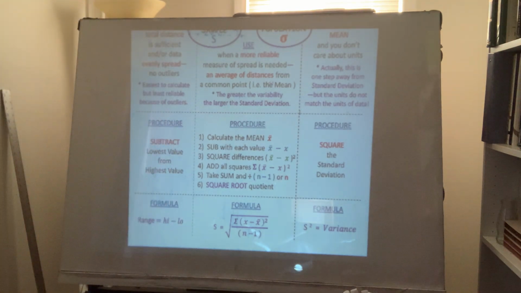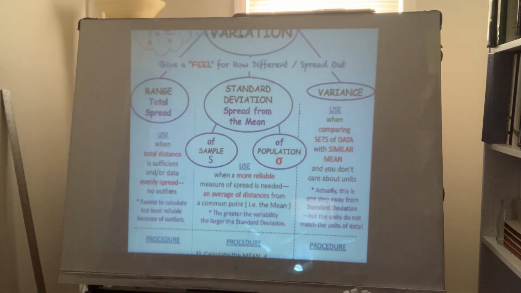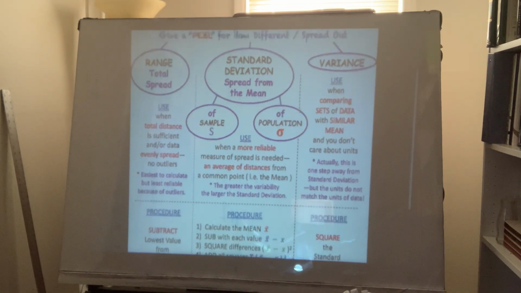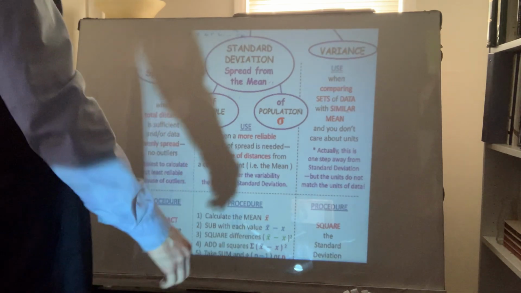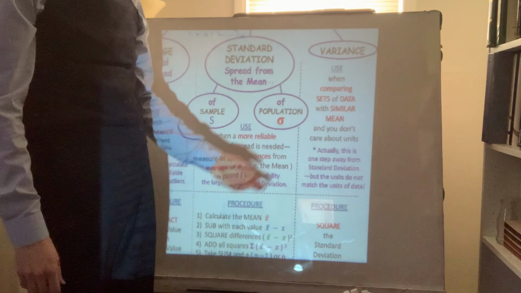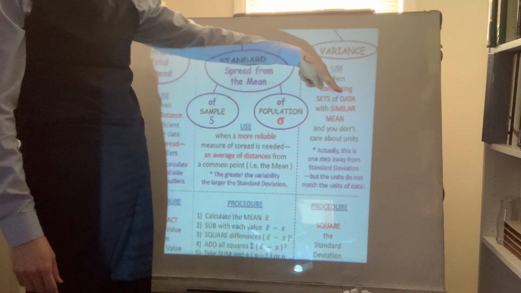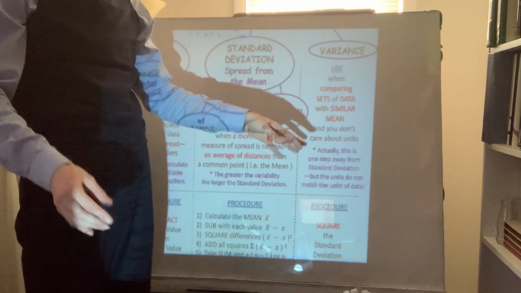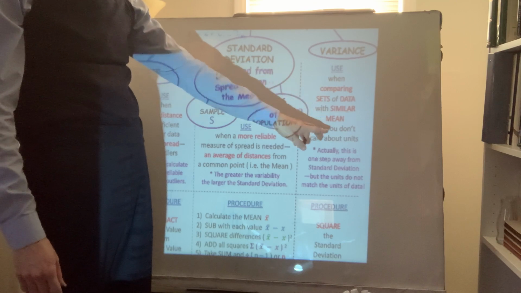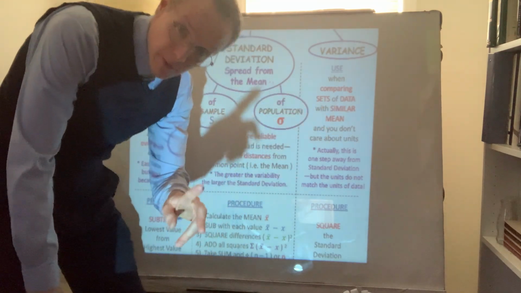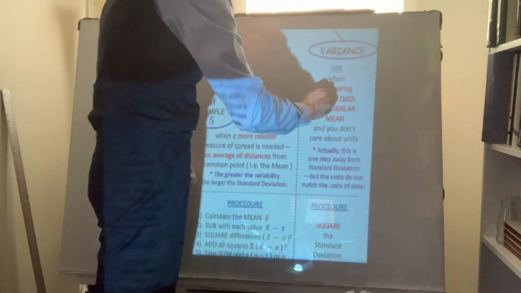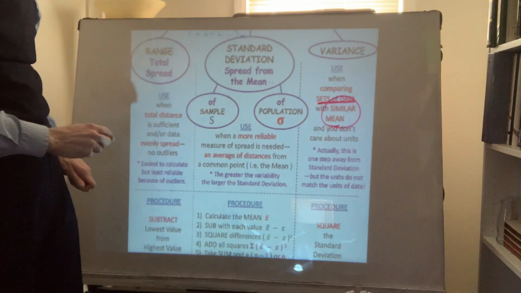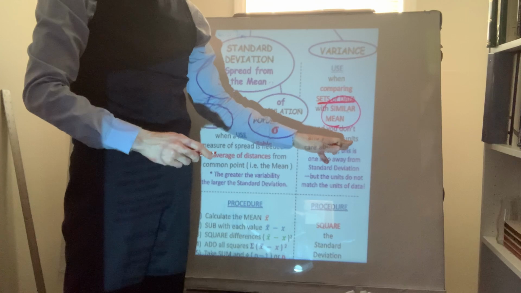Now, as I mentioned, you're not really responsible for variance, but variance is literally one step away from being standard deviation. So just for comparison's sake, when would you use this? When you're comparing sets of data. You want to see how far one is spread compared to another, how stretched out the data values are. You compare things that have some similarity, mind you. So what's the similarity? You compare sets of data in general with a similar mean. And you don't care about the units in that case.